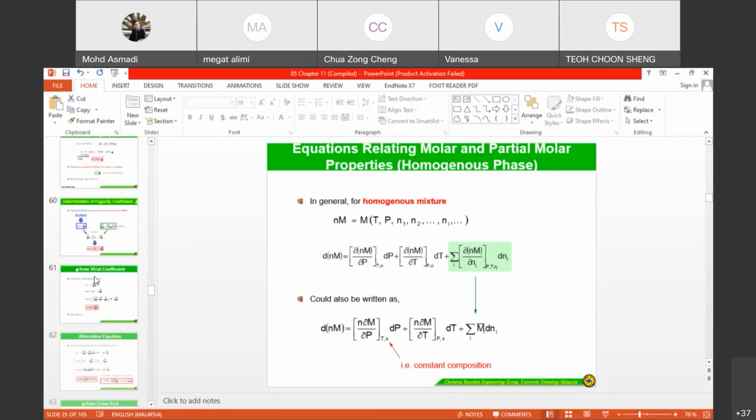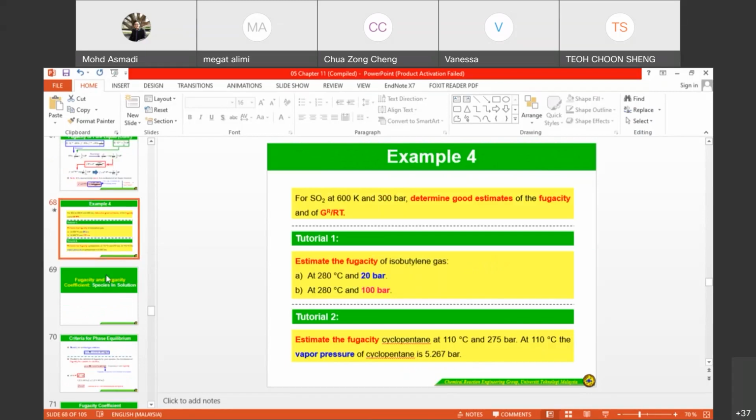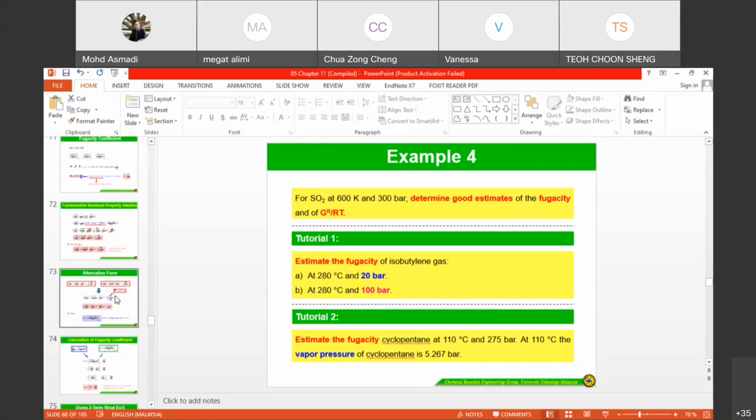So you will do the tutorials on how to determine the fugacity of the pure liquid, as well as the fugacity. You have to determine the fugacity coefficient first, and after you determine the fugacity coefficients, you can determine the fugacity. And also the fugacity coefficient of the species in the solution. That's the important one, because once you deal with a binary mixture or more than two components, you have to determine the fugacity for each species in the solution, whether in the gas phase or the liquid phase.